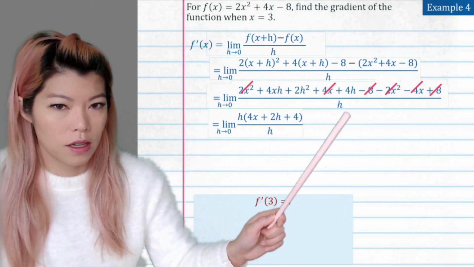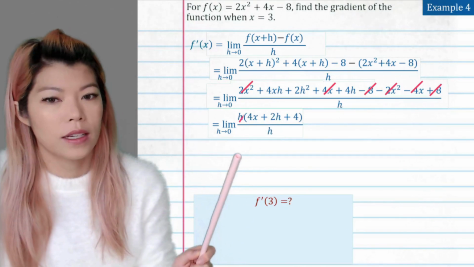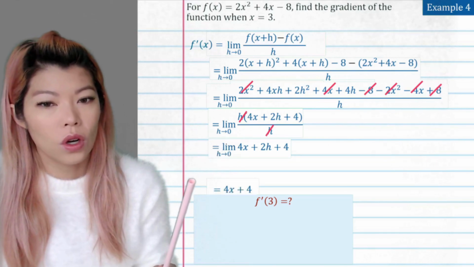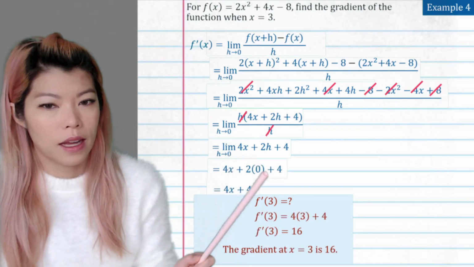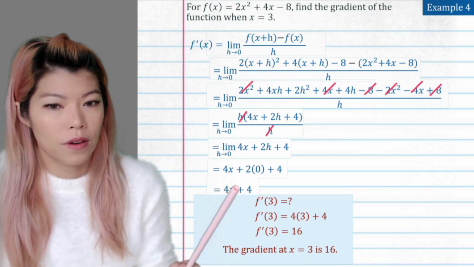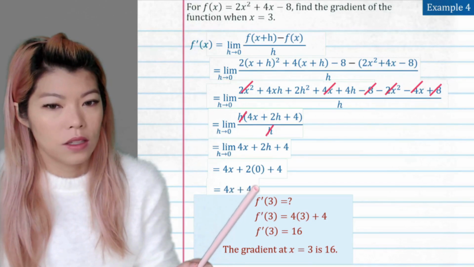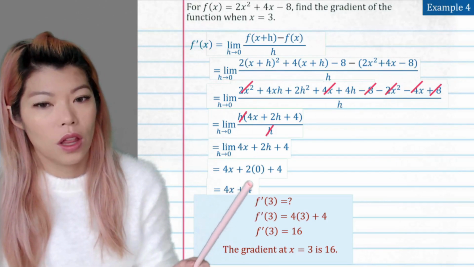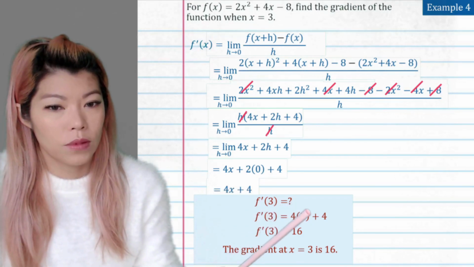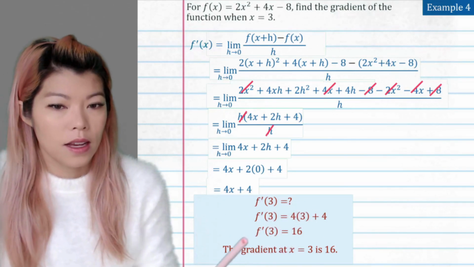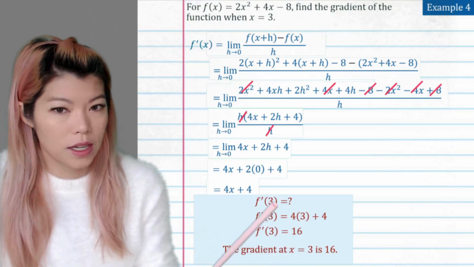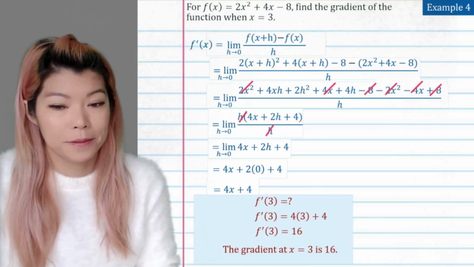So we wrote those out, but we took the h out. It's a common factor, so we can cancel it. And now we're looking for the limit of 4x plus 2h plus 4, which is letting h equal 0, 4x plus 4. So that is the gradient. How do we find the gradient at 3? So we plug in 3 into the gradient equation because we're looking for the gradient. So putting 3 into there, 4 times 3 plus 4 is 16. So the gradient when x is 3 is 16. So look for the gradient. Using the gradient equation would give you the gradient.